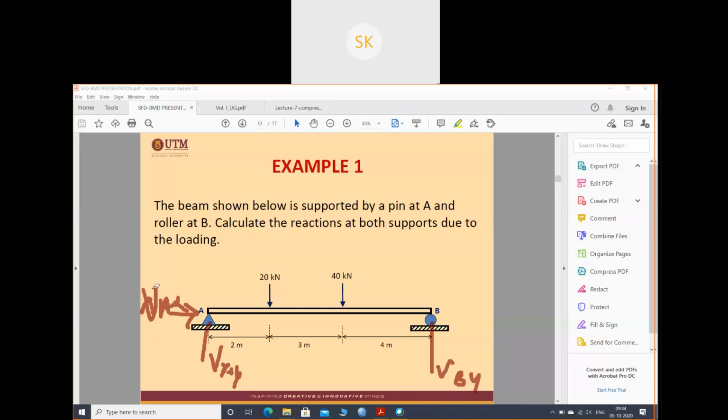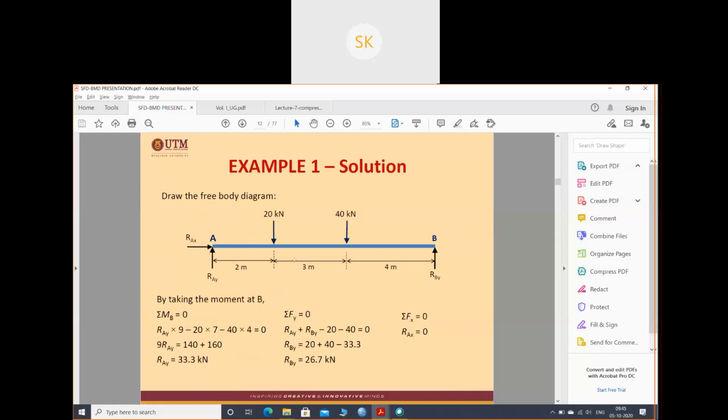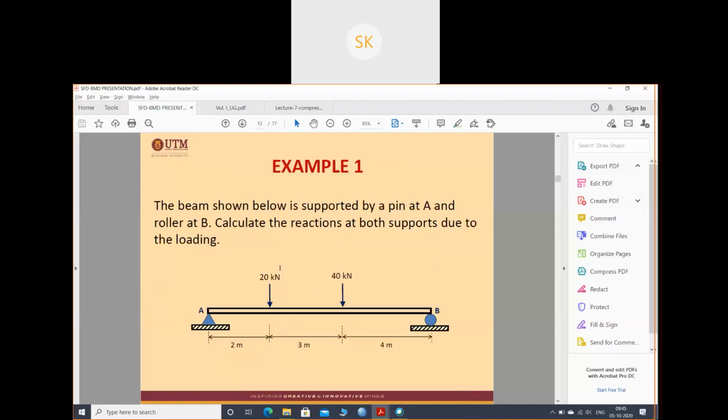Let me remove this part. I'm asking you to find VAX and VAY. Okay. And what about the others? You don't respond also. Okay. So see, first, okay, good. 24 and 1, good.